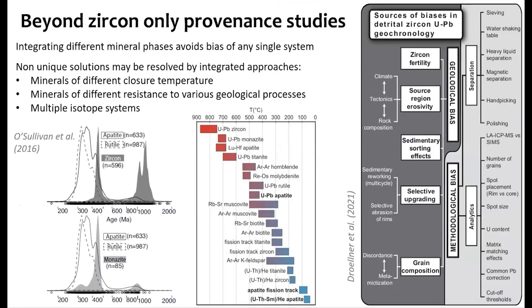And trying to solve these non-unique solutions by those integrated approaches is pretty critical, because there's a whole host of biases with any individual single system. One of the things that's quite neat with this O'Sullivan paper is demonstrating that zircon is blind to these orogenic systems that don't produce much, which aren't very magmatic. So sometimes if you base yourself purely on zircon provenance work, you're going to be blind to some fairly large-scale, very large orogenic systems which have low magmatism associated with them, and you might need to look at other mineral phases to try and recognize them.